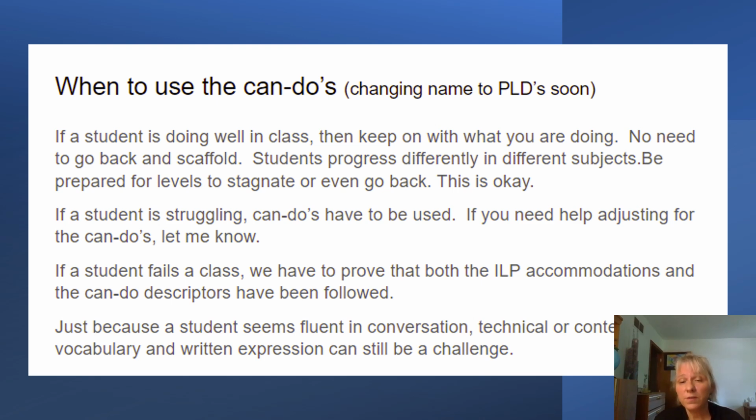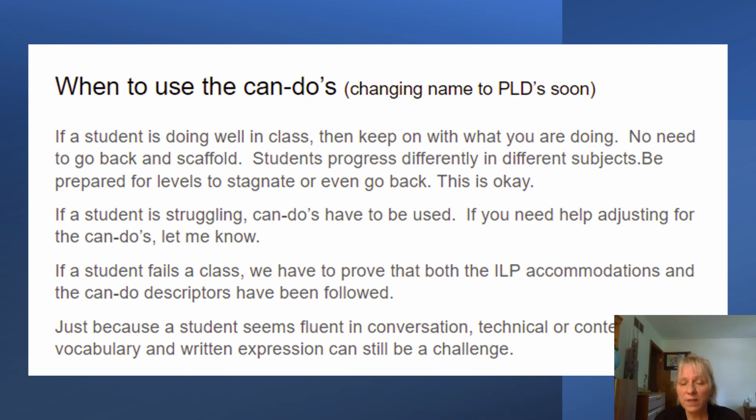A student might start the year off at a level 2 and end up at the end of the year at a level 3.5. So that student can go beyond the level that we think they're in before we get the test results back to show that. Also, a student can be doing a wonderful job in writing and struggling at speaking. So you may have to scaffold for a speaking assignment but not for a writing assignment, or vice versa.